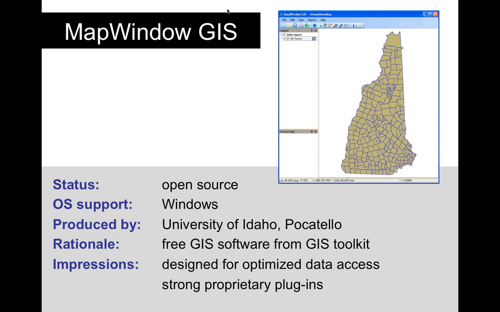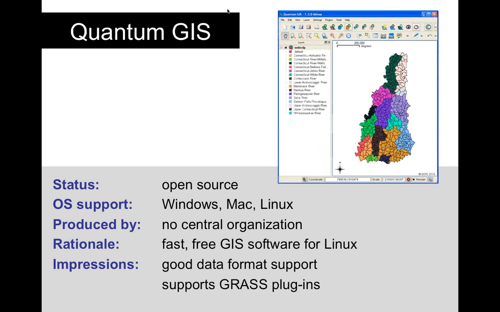Quantum GIS, again, open source. It has OS support Mac, Linux, and Windows. As far as I can tell, there's really no central organization that's responsible for its curation. But the reason this was developed was to have fast, free GIS software for Linux. So obviously, it's one of the reasons it's kept its Linux tradition, but as more people in the open source community are trying to gravitate towards having everything open source, including their operating system, you can see that it's important to have GIS software that runs natively on Linux.